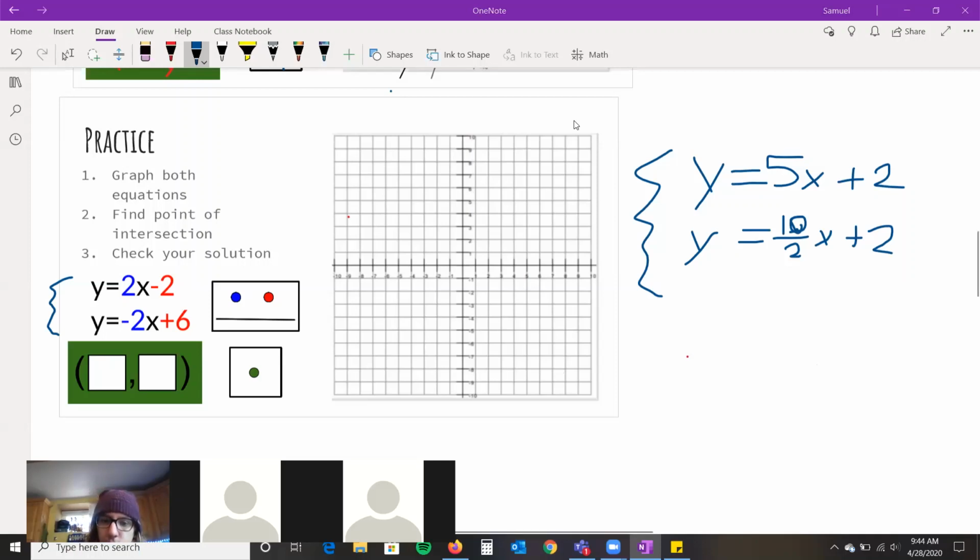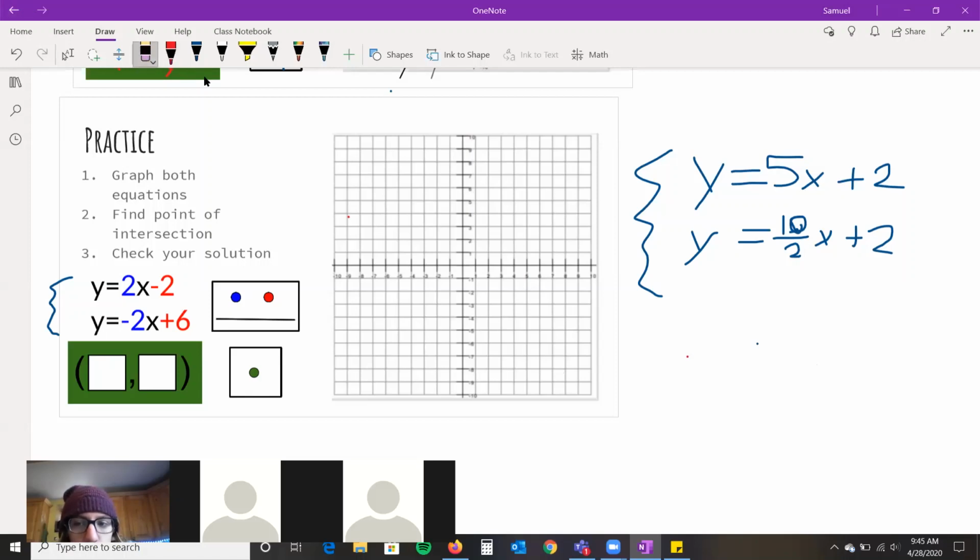Okay, got no solutions, no solution. Okay, so let's check it out. So here's a couple of tips that'll help. This one says y equals 5x plus 2, y equals 10 over 2x plus 2. Okay, 10 over 2, we could simplify that, right?